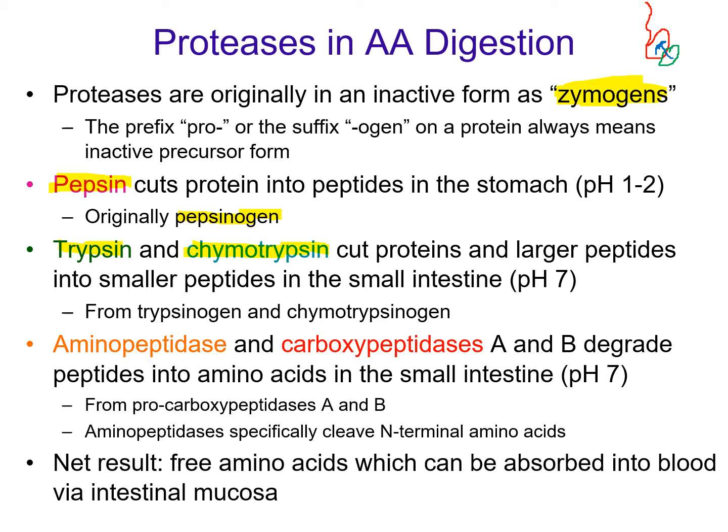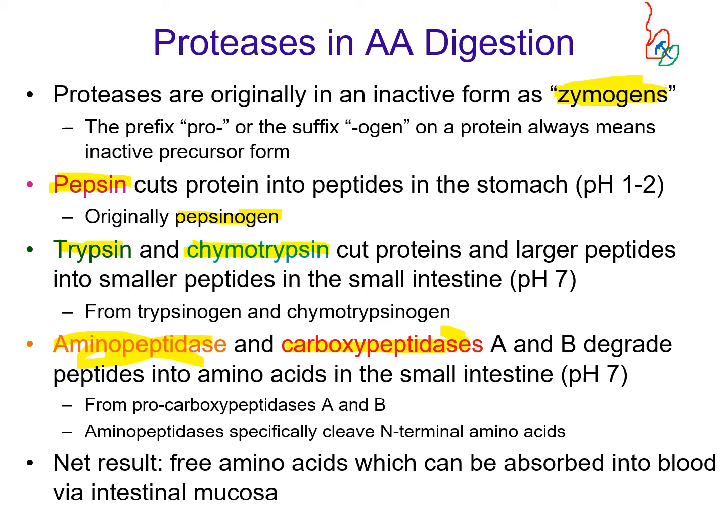And finally, we would have aminopeptidases or carboxypeptidases that get activated. Our aminopeptidases would start cleaving those smaller peptides from the N-terminus, and our carboxypeptidases would start cleaving those peptides from the carboxy end. And then we would have free amino acids.